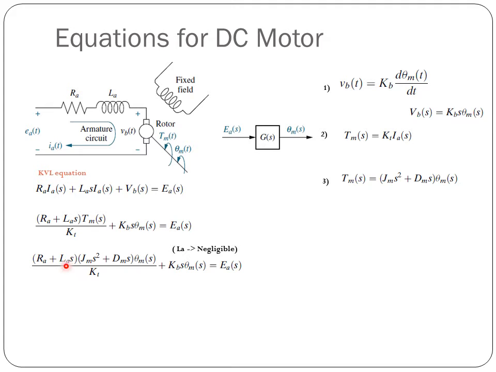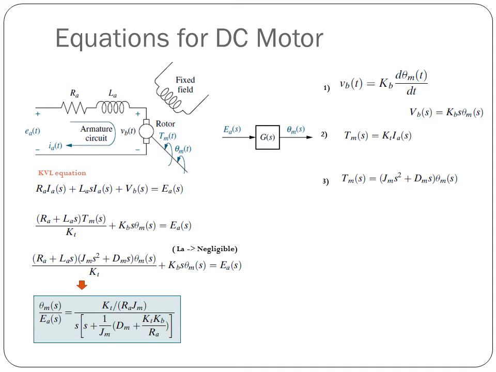Okay, so now all the variables are replaced with theta m. Now we can easily write the transfer function. Here, in writing the transfer function, we neglect the La. We consider La is negligible. So if we consider that, we can rewrite this equation in this format: theta m divided by Ea, something like this.